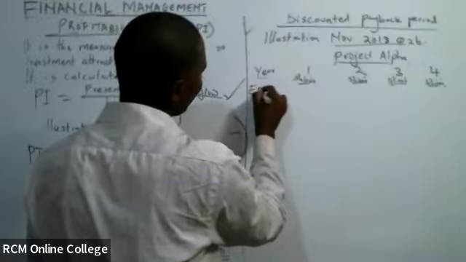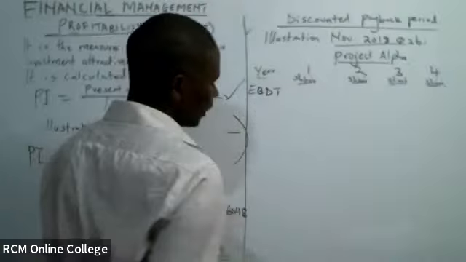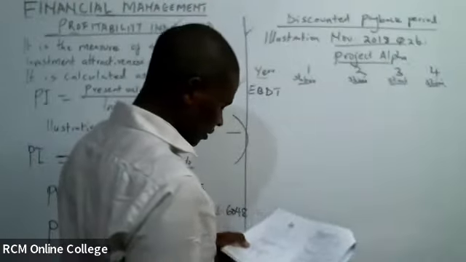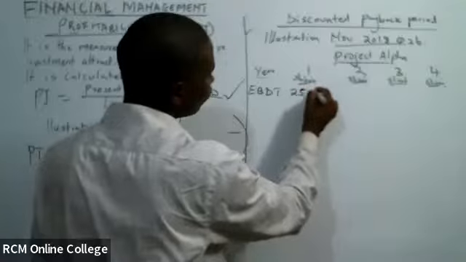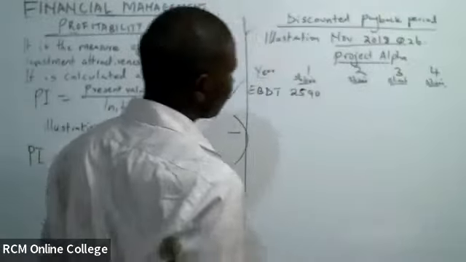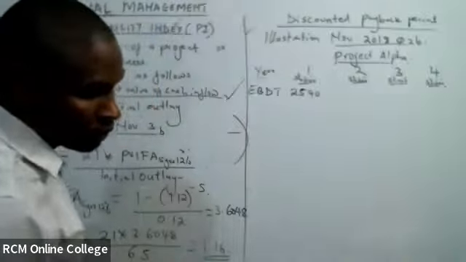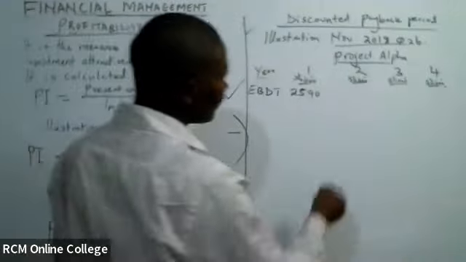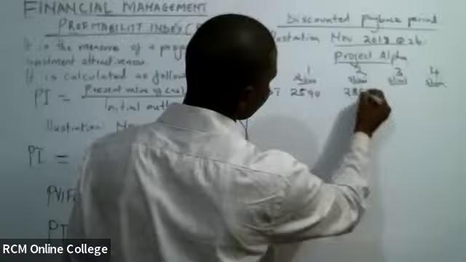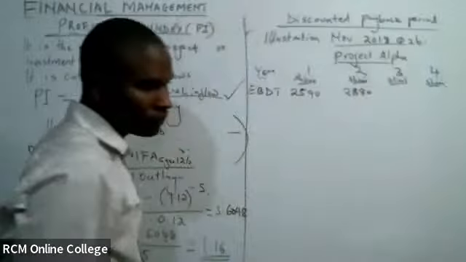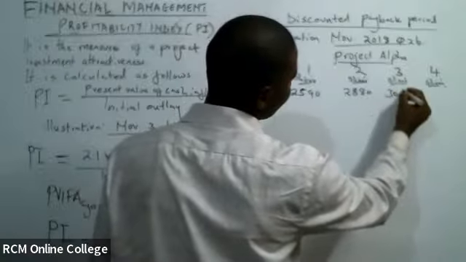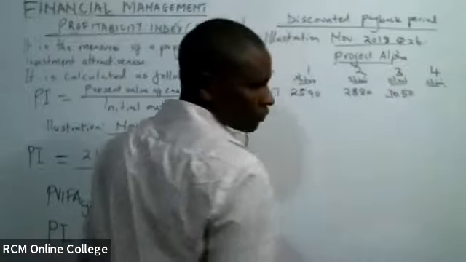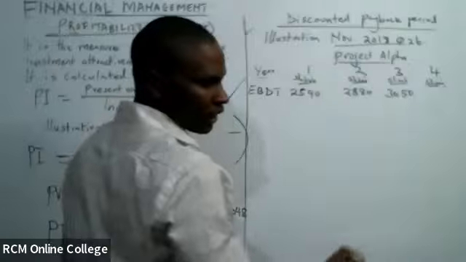So our earning before depreciation and tax for year 1 is given as how much? Year 1, 2590. Year 2? 2880. Year 3, 3050. And year 4? Year 4, 2950.